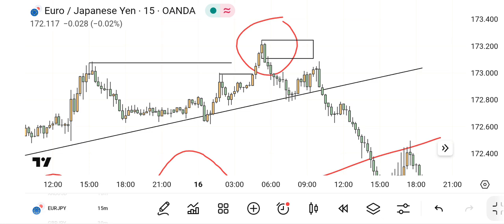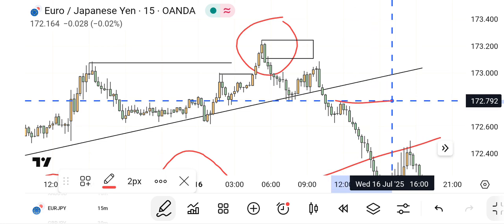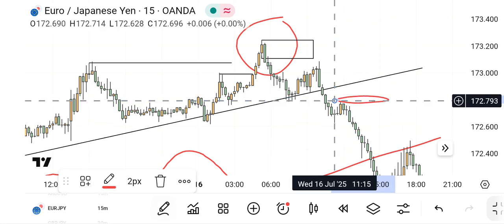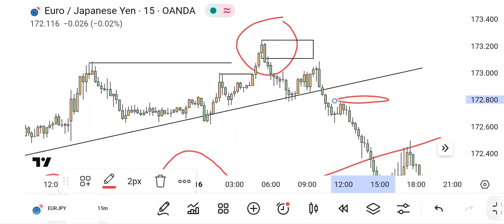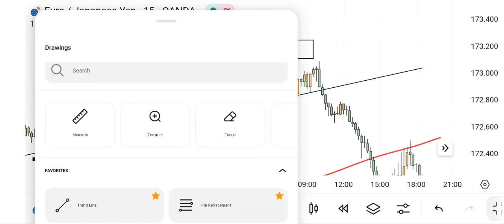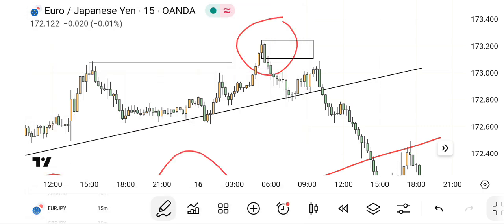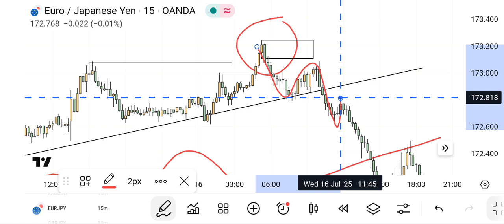So my entry was around this zone. How I got my entry here was, anytime there's a breakout, you either wait for a confirmation for the sell before you enter after the retest. So the price came back and retested here. See, the price came here, broke out, then retested back a little bit before the drop.